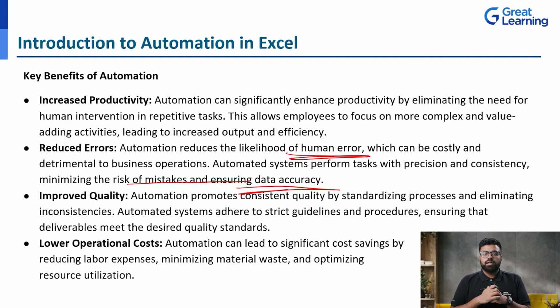The third aspect is the improved quality. So the automation promotes consistent quality by standardizing processes and eliminating inconsistencies. Now, what does this mean? This means that, let's take an example that you have a sort of summary data for every month of a particular, let's say, warehouse. So in that case, every month you would have to clean that data.